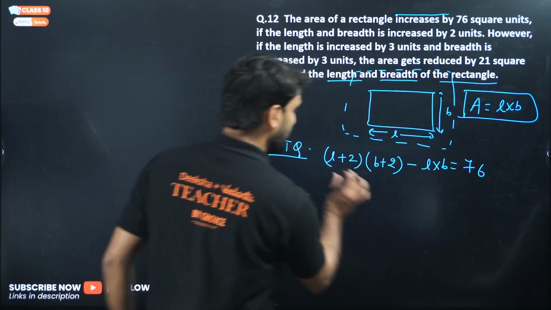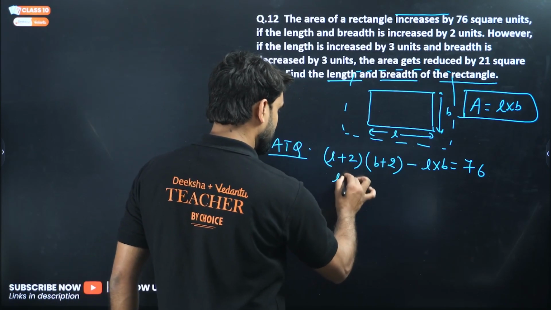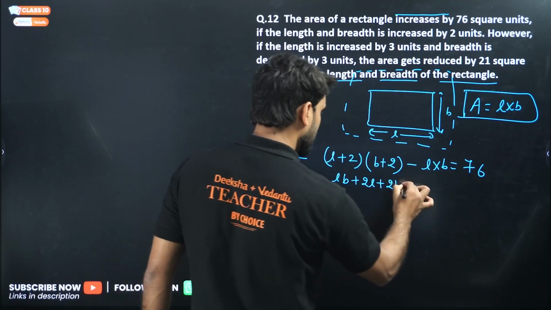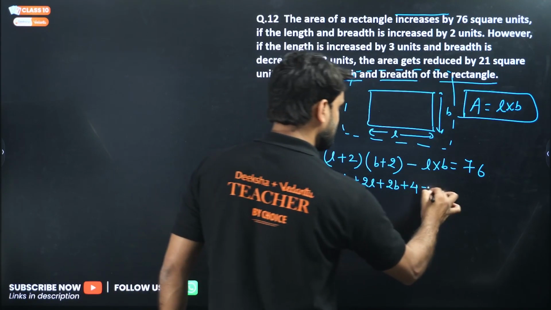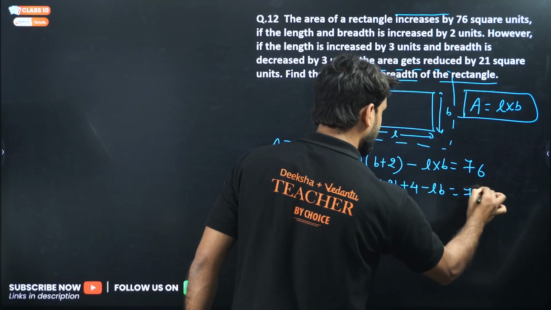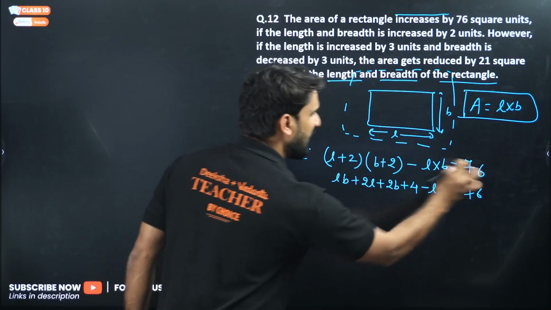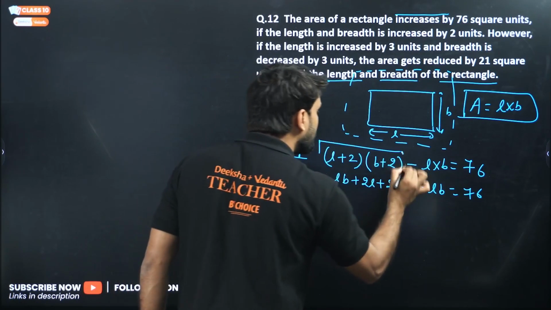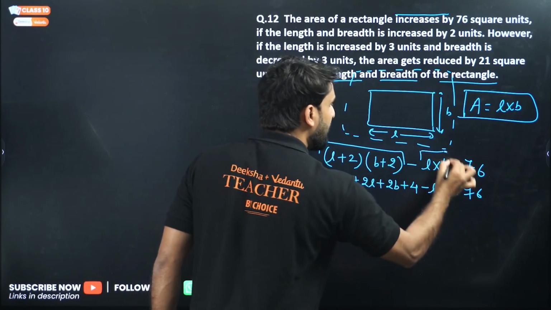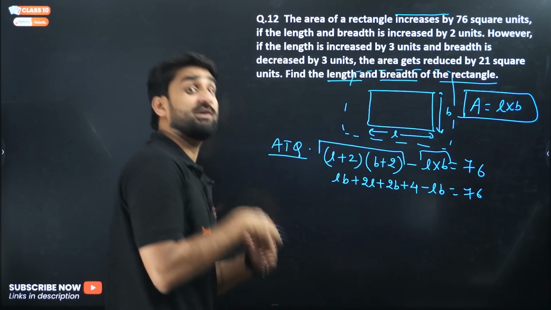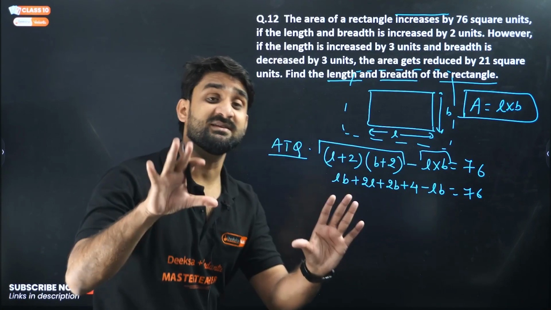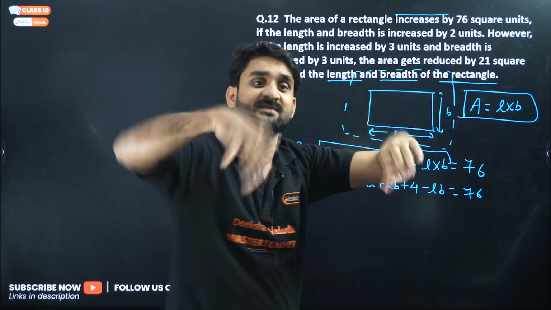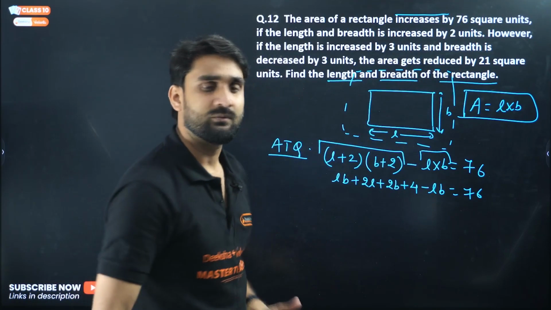Now what can we do? Please solve it. Open the bracket. So LB plus 2L plus 2B plus 4 minus LB equals 76. Why have I written this form of equation? Because this is the new area and this is the old area. And this 76 is the difference, increases by 76. Means 76 is the difference, new area minus original area.